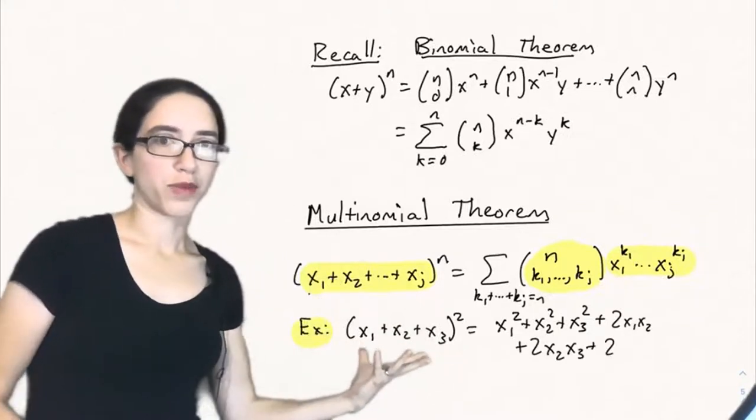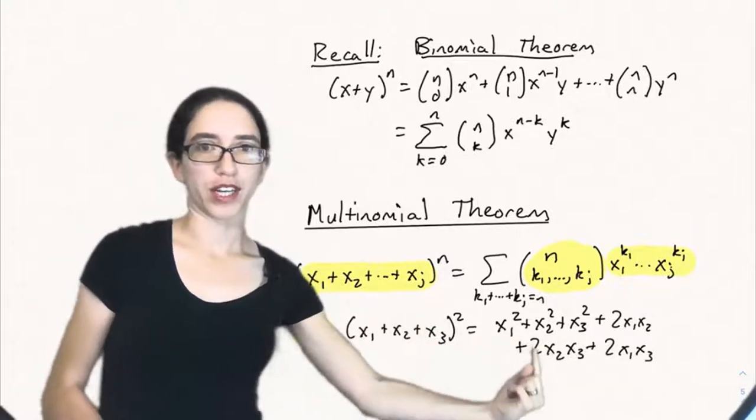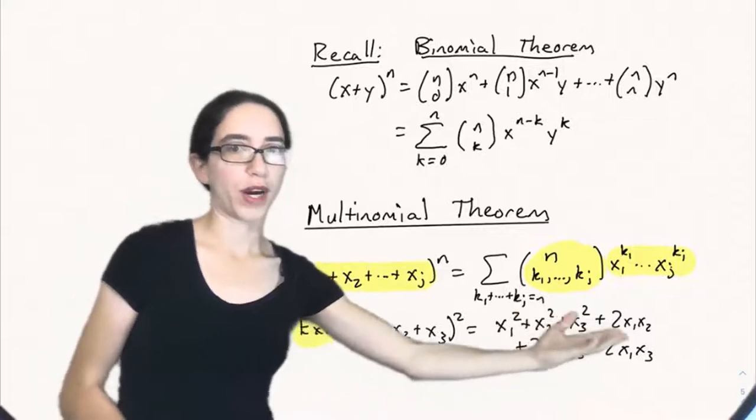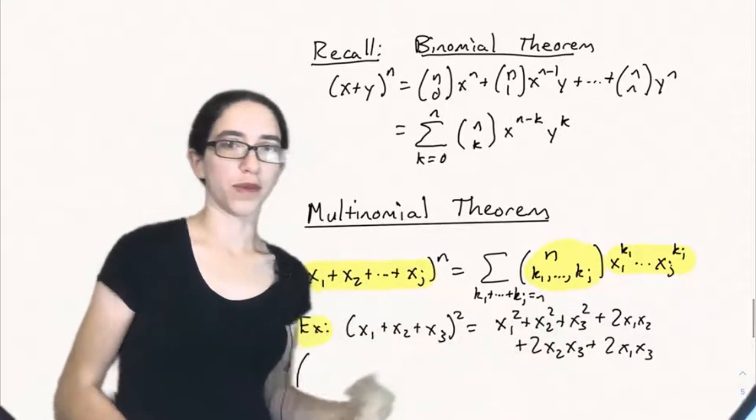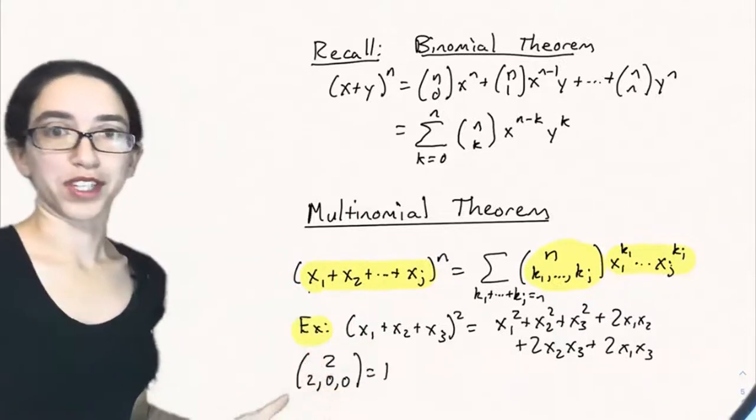x1 plus x2 plus x3 squared expands like this: you have x1 squared, x2 squared, and x3 squared, and then twice all the products of two elements. So you can get that just by expanding, but let's check that it agrees with the multinomial theorem.